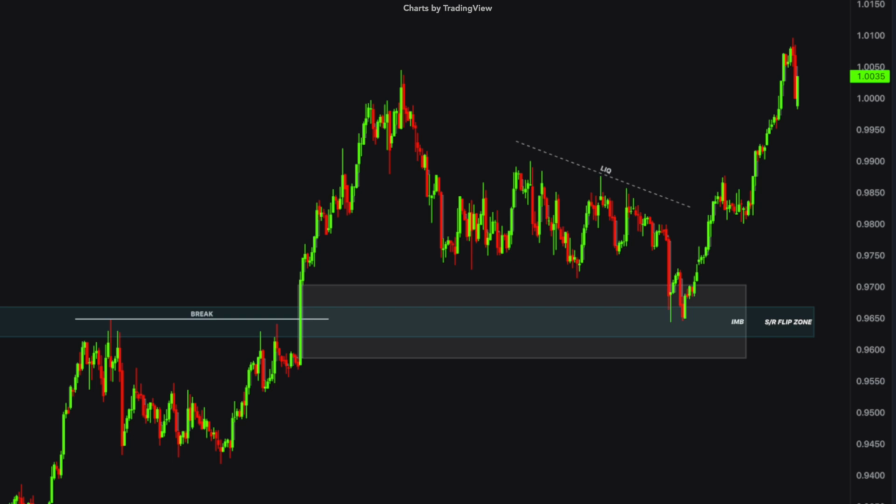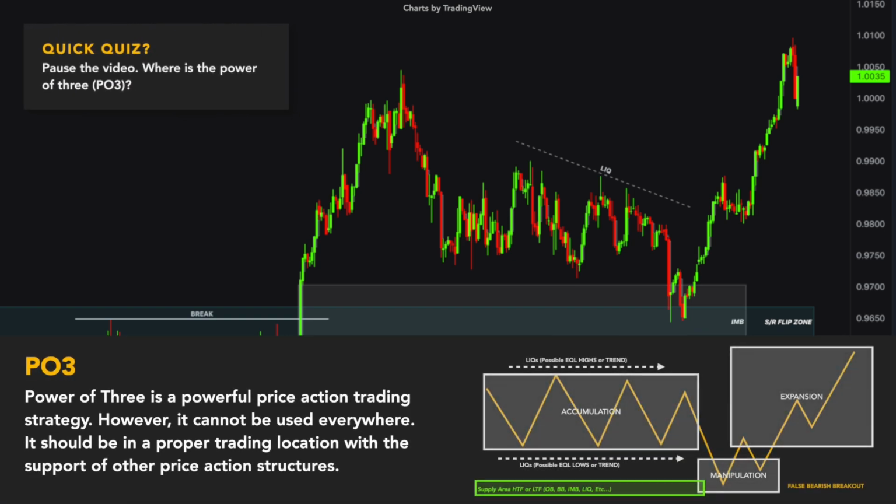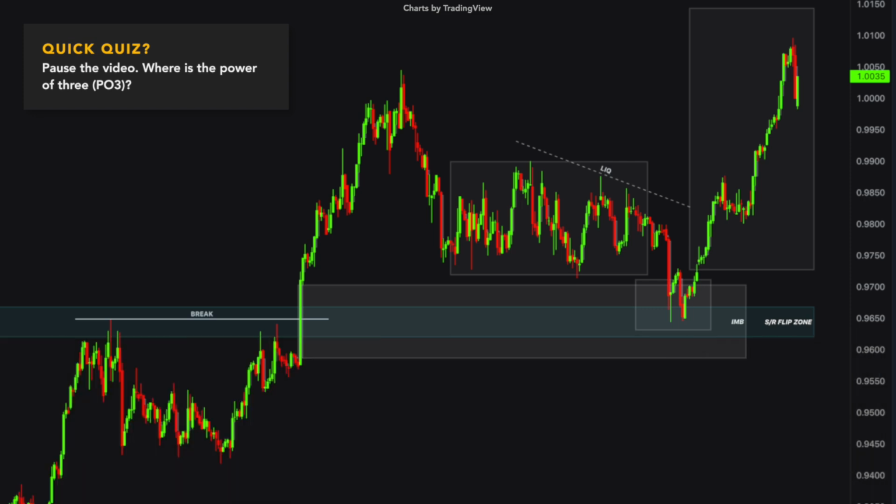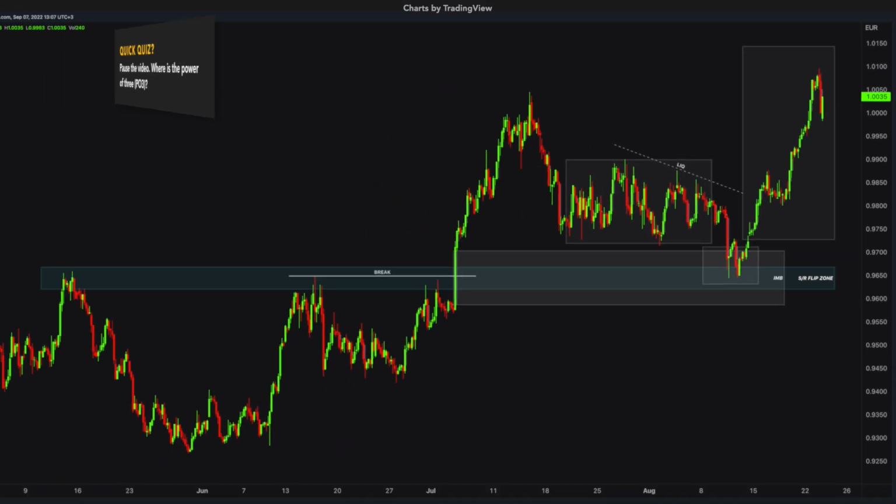I want you to point out the PO3. Now stop the video please and point out the power of 3. Let's see. The accumulation, the manipulation, and the expansion. Guys, combining multiple price action structures is the answer to trading. I've been in the trading game for a decade. Nothing cleared my mind like price action.